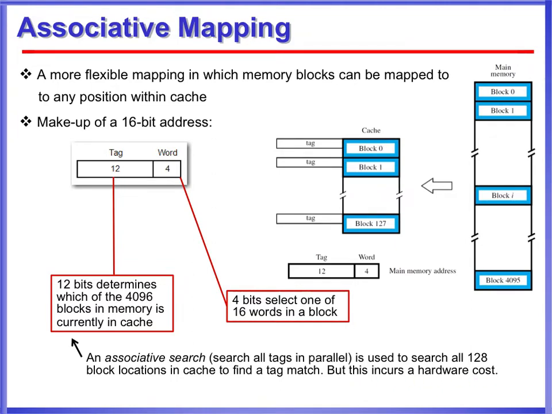Okay, but of course that requires hardware. So yeah, you can do it faster, but it's a trade-off. You need the hardware to search all of these tags in parallel to see if it matches the tag in the address that you're looking for. Okay, so associative is pretty easy to understand. Any questions about that one?